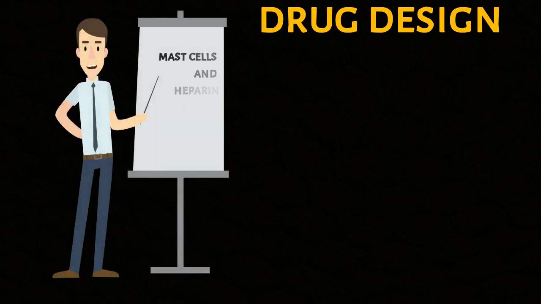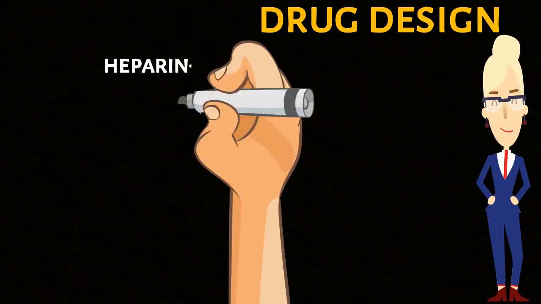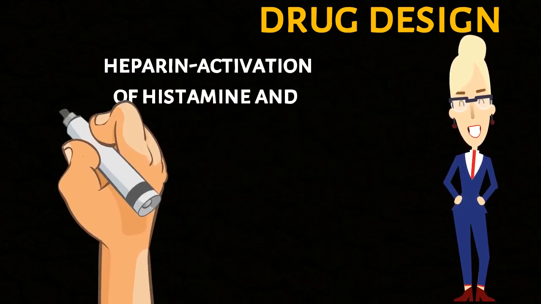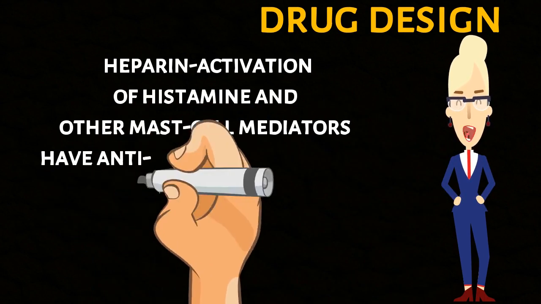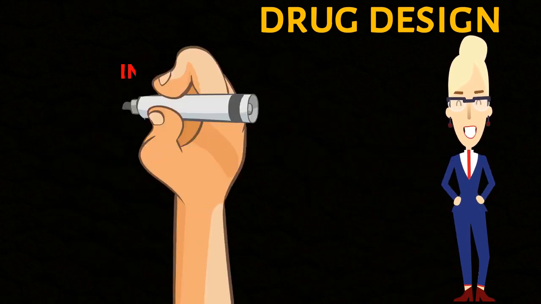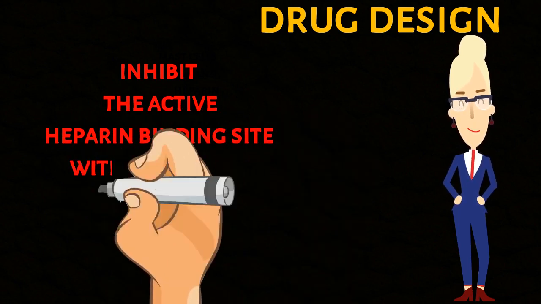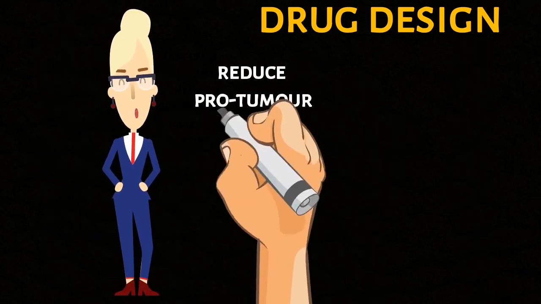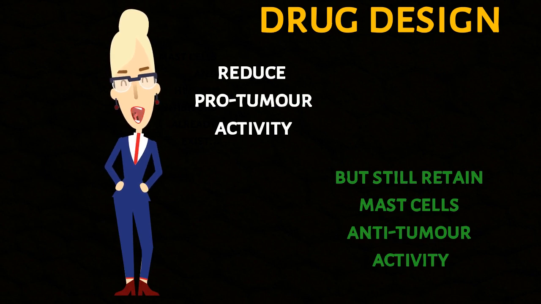While inhibitors exist for mast cells, heparin activation of histamine and other mast cell mediators have beneficial factors such as anti-tumorigenic activity. Thus, by inhibiting the active heparin binding site within tryptase, this seeks to reduce pro-tumor activity whilst retaining the anti-tumor activity of mast cells.